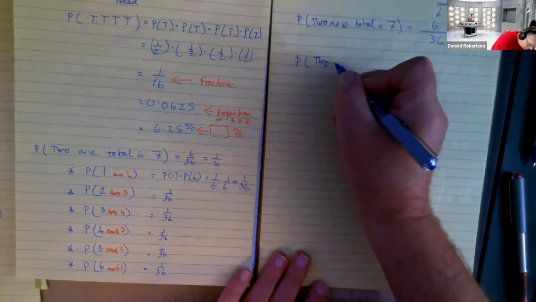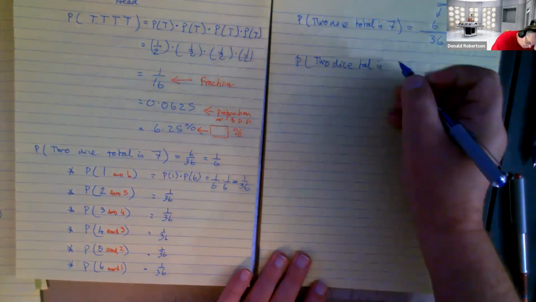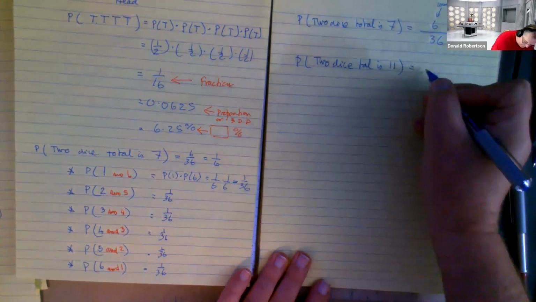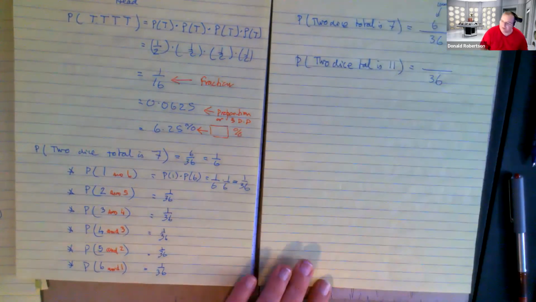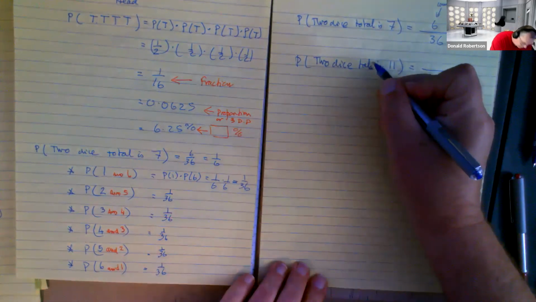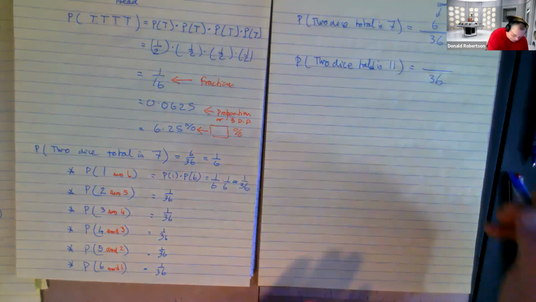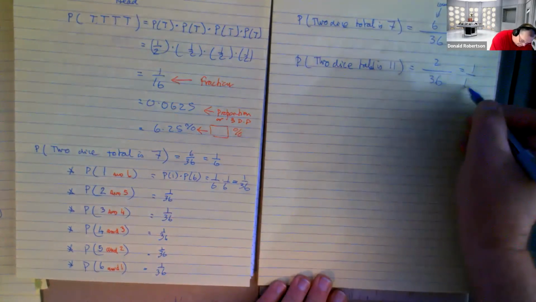Right, let's try this method. What's the probability that you throw 2 dice and the total is 11? Now, the bottom is always going to be 36. How many different ways can you get 11 with 2 dice? 2 ways. Agree, Brandon. 5 and a 6, and then a 6 and a 5. Agreed? So 2 out of 36, 1/18.